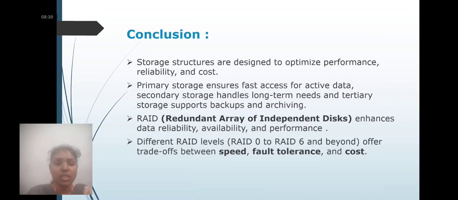Conclusion. Storage structures are designed to optimize performance, reliability, and cost. Primary storage ensures fast access for active data. Secondary storage handles long-term needs, and tertiary storage supports backup and archiving. RAID, also known as redundant array of independent disks, enhances data reliability, availability, and performance. Different RAID levels offer trade-offs between speed, fault tolerance, and cost.